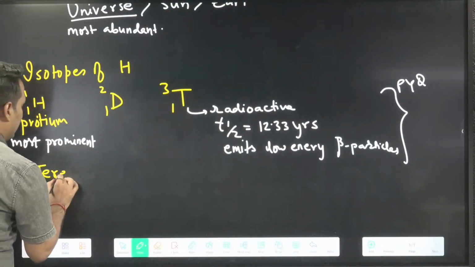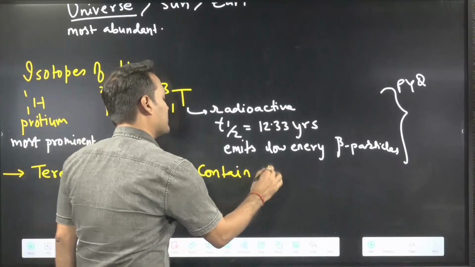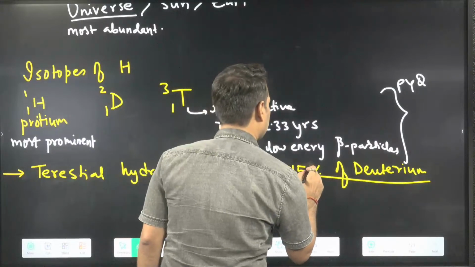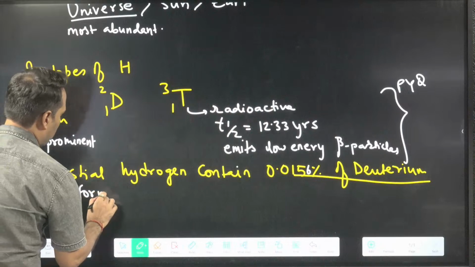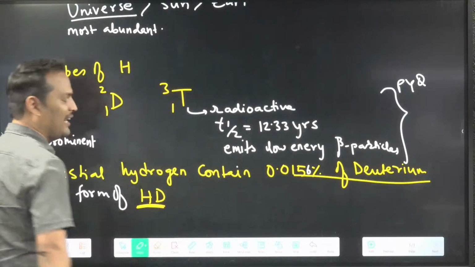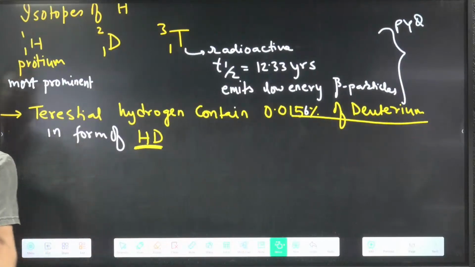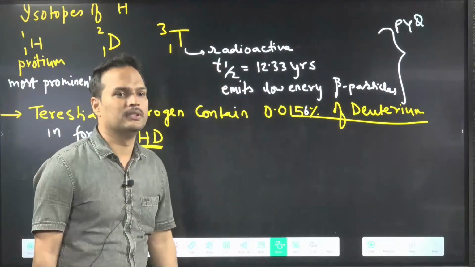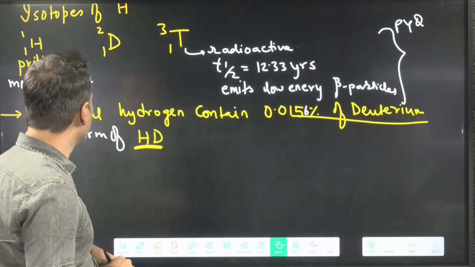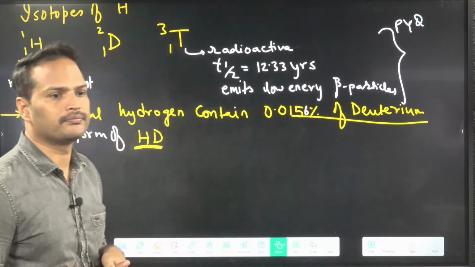They will write the point there that terrestrial hydrogen contains how much percent? 0.0156% of deuterium. Only this much deuterium is there. In the form of what? HD, high definition? It is not, HD is not high definition. It is hydrogen and deuterium. In this form it is present. Clear? So all these points are very important. You have to keep all these things in mind, especially the data of tritium. Hope everything is clear till this point. Low energy beta particles, and the half-life we also remember, deuterium is present in the form of HD. So is it clear? Done? Okay.